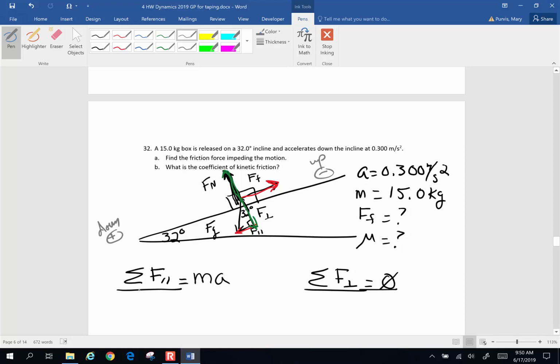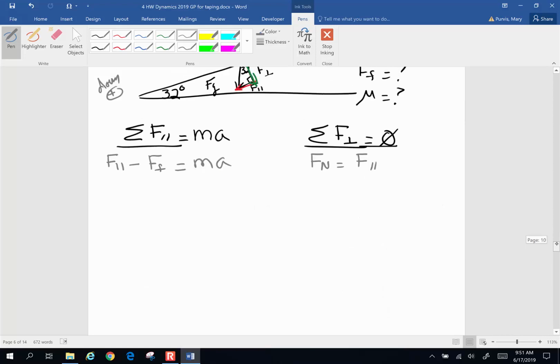So force parallel to the incline, here's what we've got. I've got my force parallel minus the force of friction, because it's opposing motion, is going to make my mass accelerate. So force parallel minus the force of friction is going to make my mass accelerate down the incline. Forces perpendicular equals 0, so the forces up are going to equal the forces down, or my normal force will equal my force perpendicular. Okie dokie, here goes nothing.